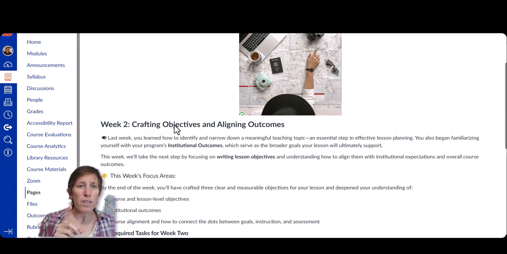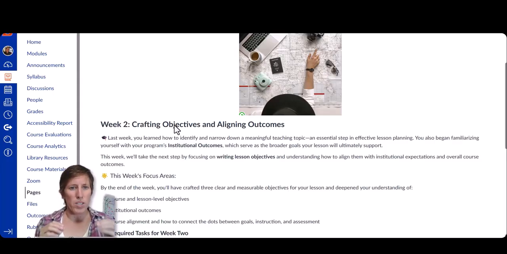Last week, you identified a topic that interests you and you narrowed it down to a good working topic. Also, in the Bloom's Taxonomy lesson, you learned a little bit about institutional outcomes and writing lesson objectives. This week, you will write those lesson objectives. You are going to spend time with outcomes and lining up your objectives with outcomes. You'll also line up those objectives with levels of learning and the assessment.